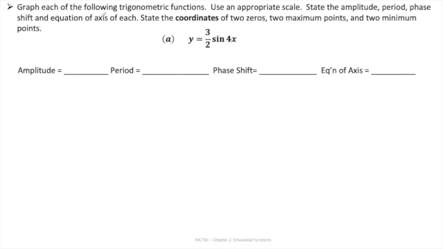So we're going to graph each of the following trig functions. We're going to use an appropriate scale. We're going to state our amplitude, our period, our phase shift, and our equation of our axes. We're going to state 2 coordinates of 2 zeros, 2 maximum points, and 2 minimum points.